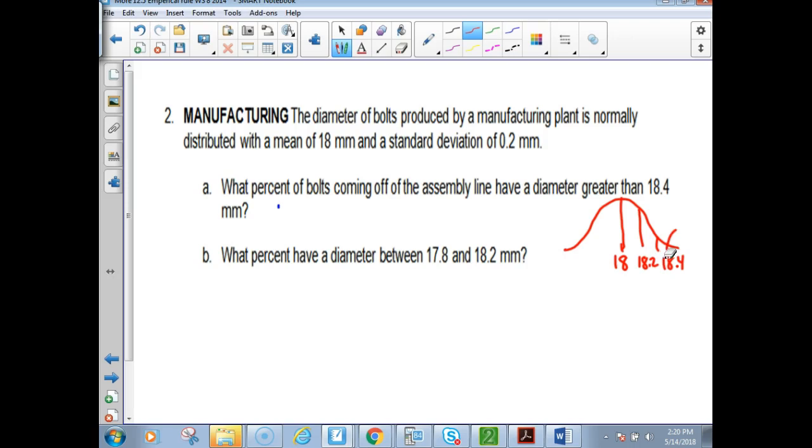Now it said, what percent of the bolts have a diameter greater than 18.4? That again is to the right of 2 standard deviations, which we just figured out in the last problem, wasn't it? Okay, this part would be 2.5%, because 95% is within 2 standard deviations of the mean. 100 minus 95 is 5%. You split that in 2 to get the 2.5%. Okay, so next, if you want to note this, 0.4 is 2 standard deviations from the mean.